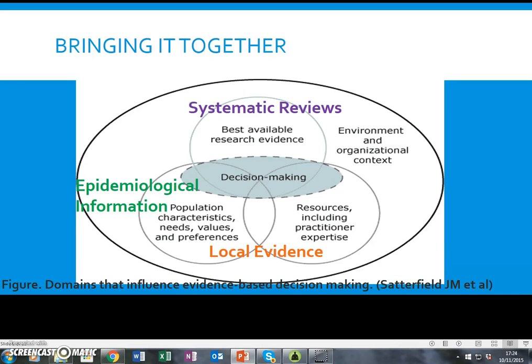And this is nicely illustrated in this figure that we've amended from an original by Satterfield et al. Here you can see the systematic review evidence or failing systematic review evidence, the best available research evidence from individual studies. We see the part played by epidemiological information, which relates to the demographic characteristics of the population. And then the role of local evidence, informing us as to the needs, values and preferences of our population, and including considerations of the resources we have available, including practitioner expertise.